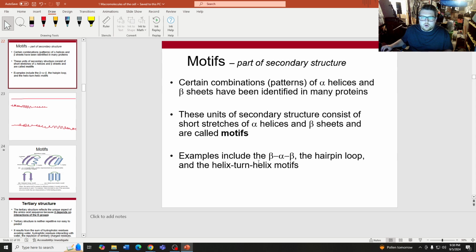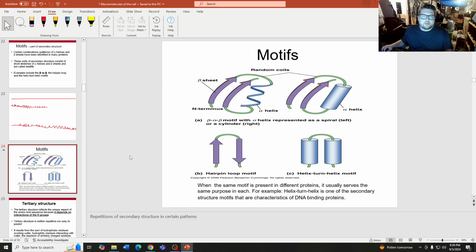Some of the examples that we see, there's three of them. The one that gets most tested on is this one. Examples include the beta, alpha, beta, another one called the hairpin loop, and then the helix turn helix motifs. Right here we see the beta, alpha helix, beta motif, so it'll form this kind of structure. A hairpin loop is two beta pleated sheets. Or the helix turn helix, two different separate alpha helices making a turn.